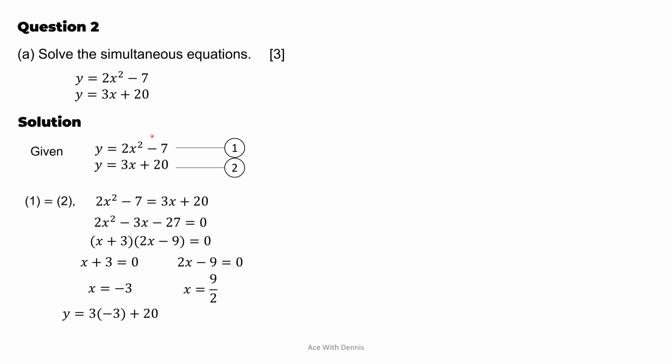Then we move on to find the y value. For the first, y equals 3 times negative 3 plus 20. So what I do is I just substitute x equals negative 3 into the second equation. Then I press the calculator, I get y equals 11. For the second, y equals 3 times 9 over 2 plus 20. Do the same thing, substitute x equals 9 over 2 into the second equation. We get this, and hence y is 33.5.